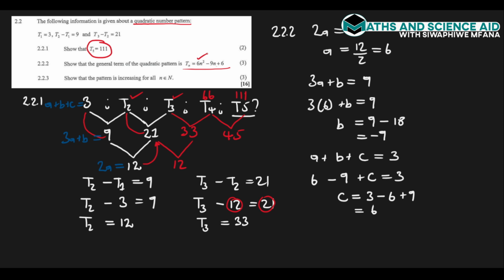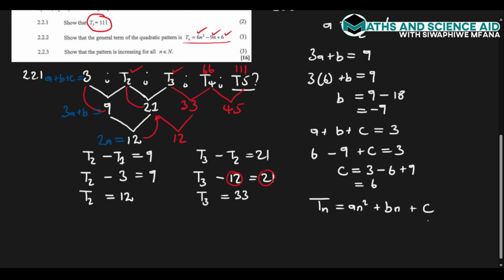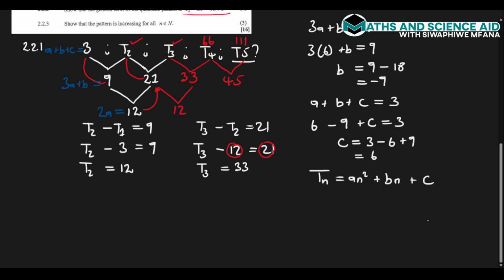We can see that a is equal to 6, b is equal to negative 9, and c is equal to 6. That is because we know that Tn is equal to an squared plus bn plus c. You simply need to substitute in the values of a, b, and c. And that's it. Moving on to the last question.